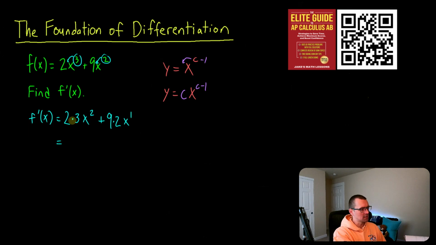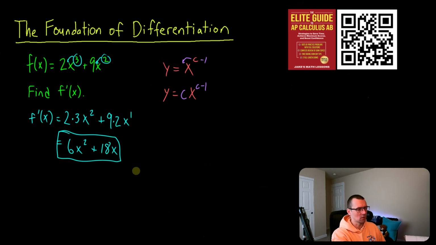So then we can simplify this. 2 times 3 would be 6. Keep our x as x, and then x squared is going to be that power there. And then 9 times 2 is 18. Times x to the 1, anything to the 1 is just itself, so it'll just be 18x. So that's really all there is to it. That'll be your derivative, your f prime will be 6x squared plus 18x.